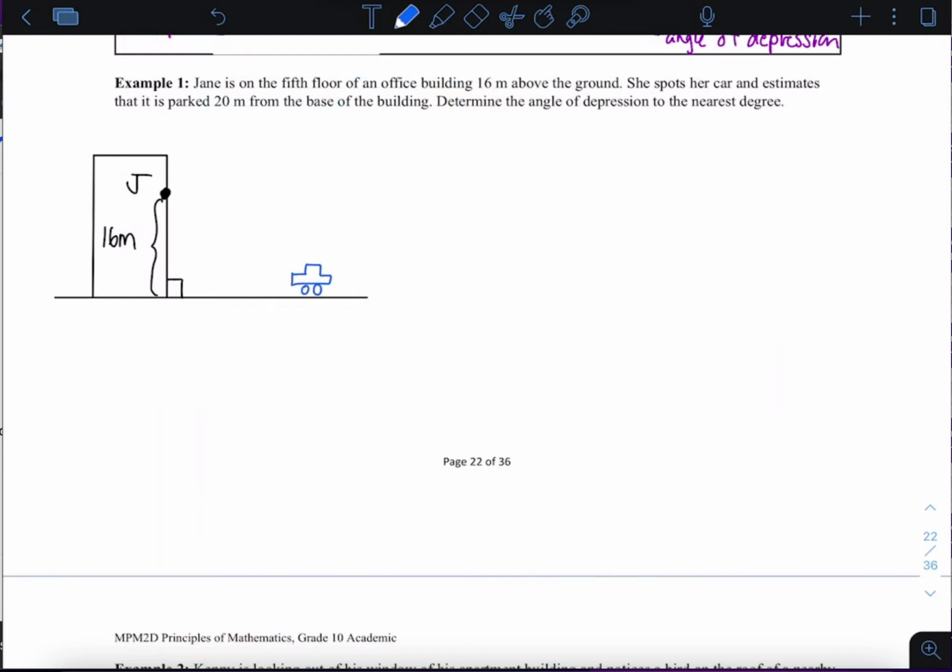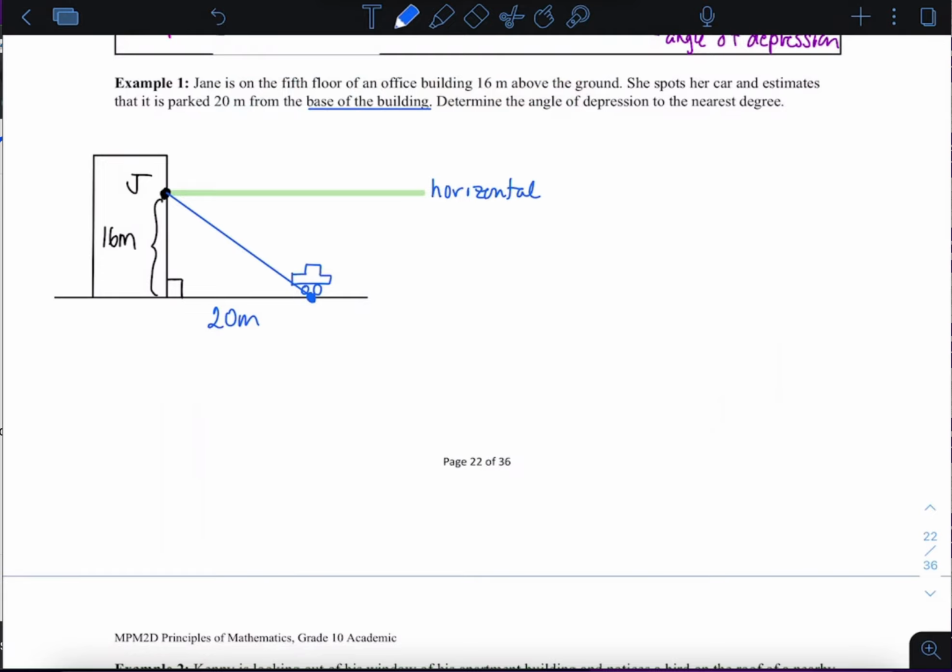And anytime we have an object, we're always going to neglect its height. So we're going to imagine that the car is just a dot on the ground. Okay, so for the purposes of grade 10 math, we don't care about how high this car is. We're just going to picture it as a dot on the ground. Okay, she spots her car and estimates that it is parked 20 meters from the base of the building. Okay, so the hypotenuse is not 20, it's actually this distance here. Determine the angle of depression to the nearest degree. So we're not going to get tricked by this. We know that this guy here, this is the horizontal.